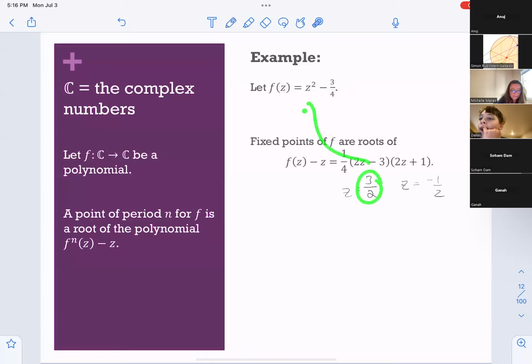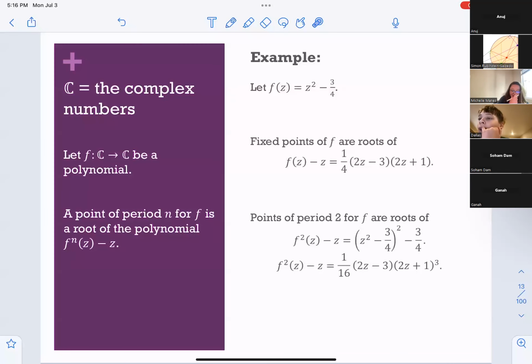And we can check. Plug these in. If I plug in 3/2, I get 9/4. 9/4 minus 3/4 is 6/4, and that gets me back to 3/2. And if I plug in minus 1/2, minus 1/2 squared is 1/4. 1/4 minus 3/4 is minus 1/2. So those really are genuinely fixed points.